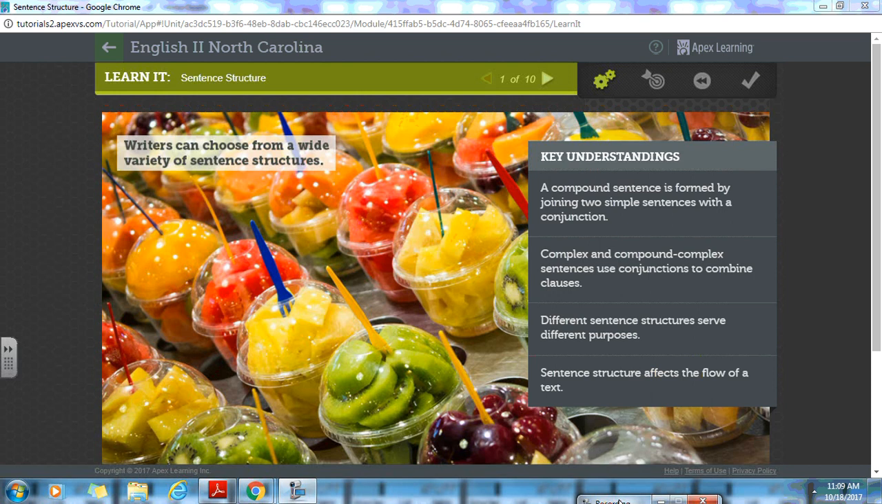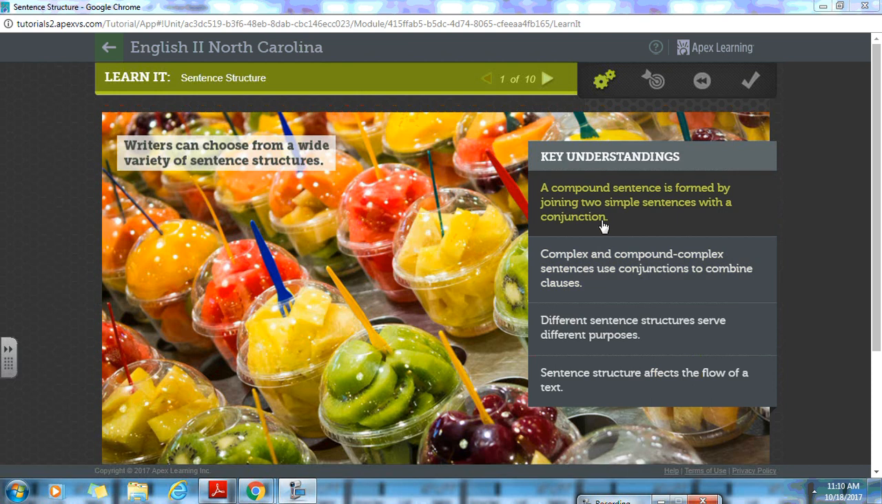So, the first thing you need to know is that writers can choose from a wide variety of sentence structures. That's where you take subjects, pronouns, nouns, verbs, you put them together in a variety of different ways. By having better sentence variety in your writing, you're then able to have more engaging, thought provoking sentences that will hook, entice, and engage your reader. So, some things you need to understand.